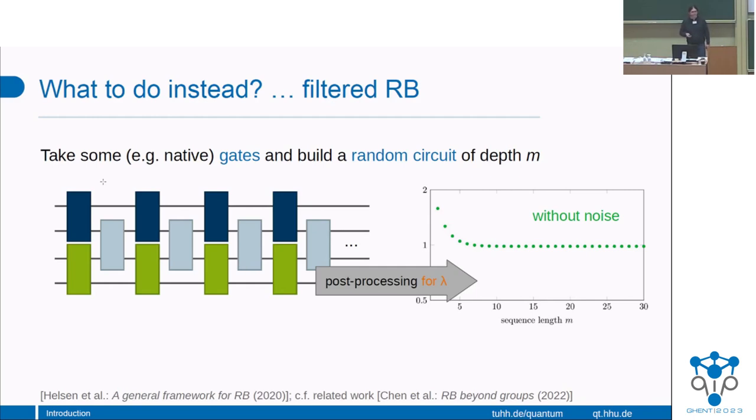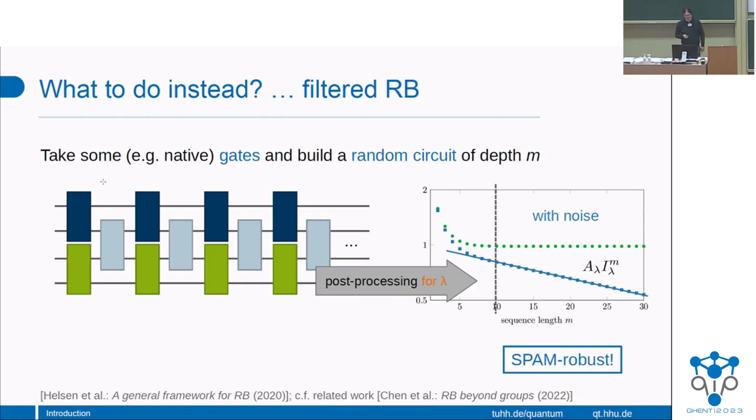But if you add some noise to the system, you will again get exponential decay. So this is again a log scale. After a short while, let's say around here, you can nicely fit this with an exponential decay. And now we get some decay rates that depend on this parameter lambda, and you can report them. So that's the idea. Everything here is SPAM robust, as it should be.